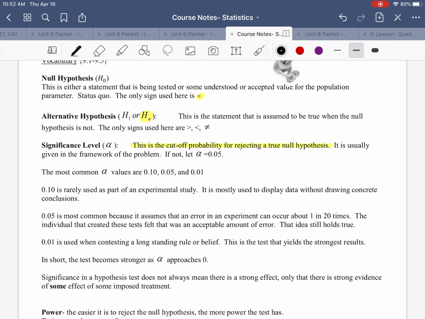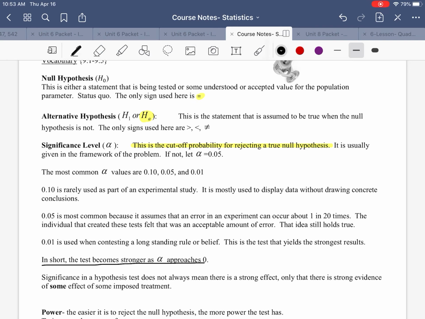Like the little follow-up here, in short, the test becomes stronger as alpha approaches 0. Oh, that's wonderful. We'll have a nice strong test if alpha approaches 0. What's alpha? Significance in a hypothesis test does not always mean that there's a strong effect, only that there's strong evidence of some effect of some imposed treatment. I'm like, oh, okay, what does that mean? Because I still don't know what that highlighted thing means.